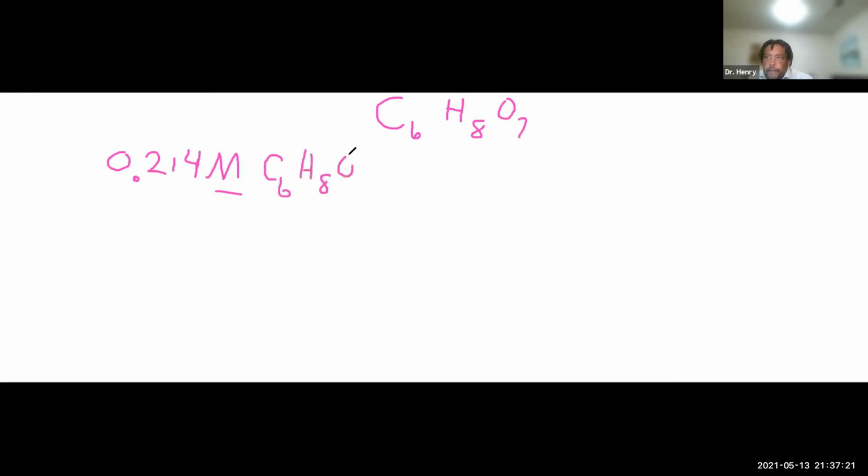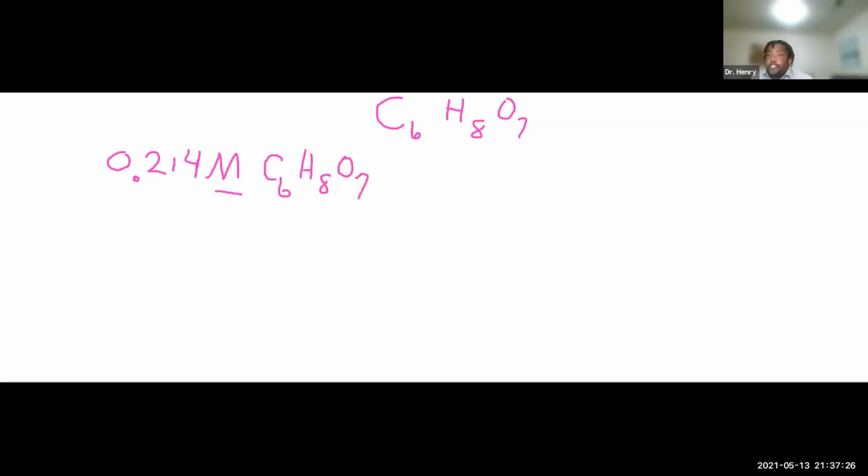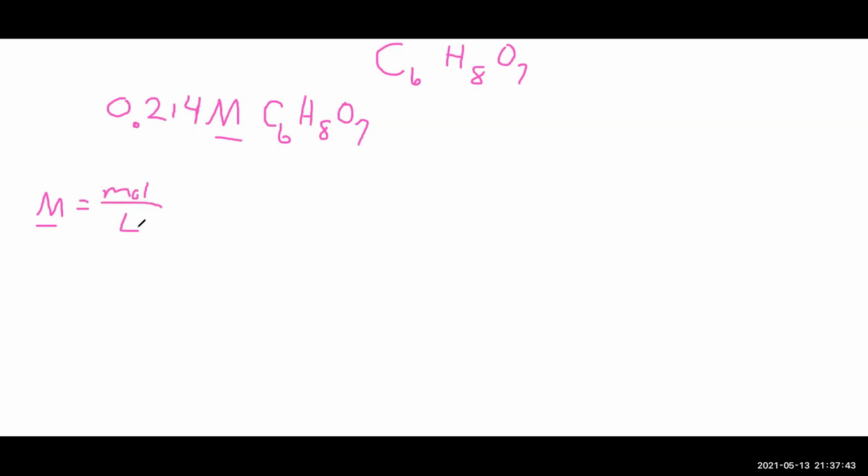Dr. Henry, we are using the molarity, right? Yes, this is the molarity of citric acid. We know that molarity, capital M, means moles over liters. So if capital M means moles over liters, I want you guys to calculate the mass percent of citric acid.